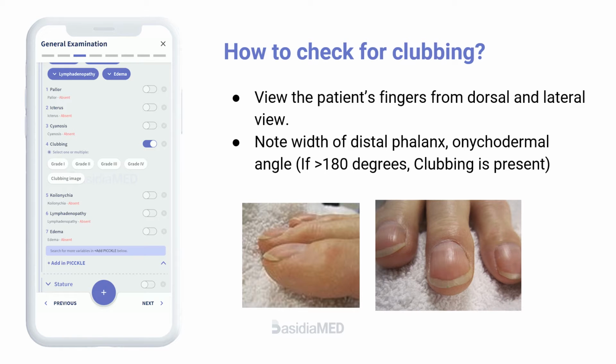How to check for clubbing? View the patient's fingers from a dorsal and lateral view. Note the width of the distal phalanx. It is usually increased in advanced clubbing. Bring the patient's finger at your eye level and look tangentially at the onychodermal angle. If it is more than 180 degrees, clubbing is said to be present.